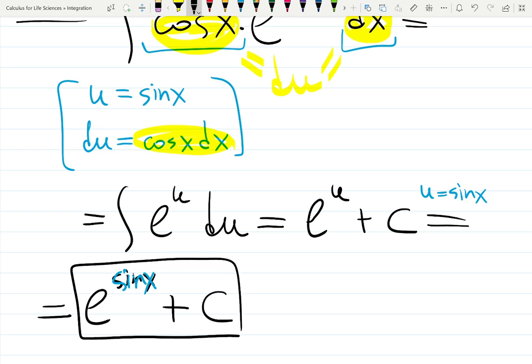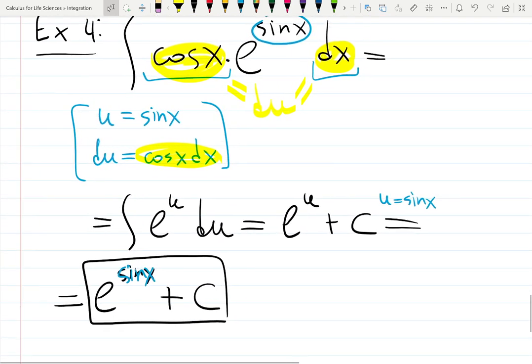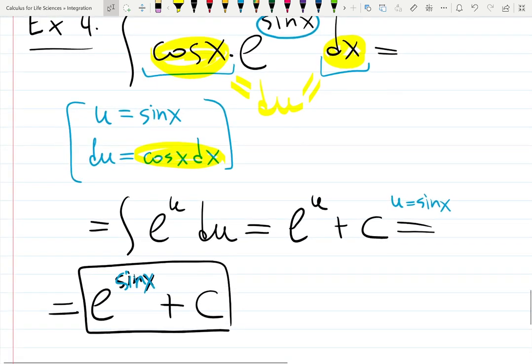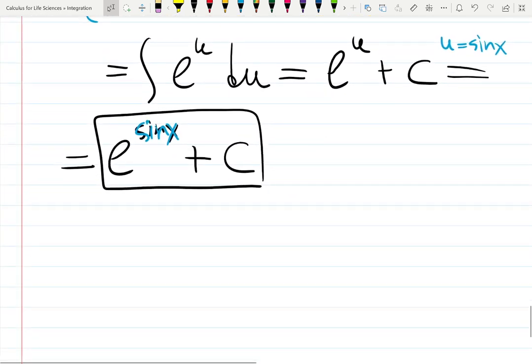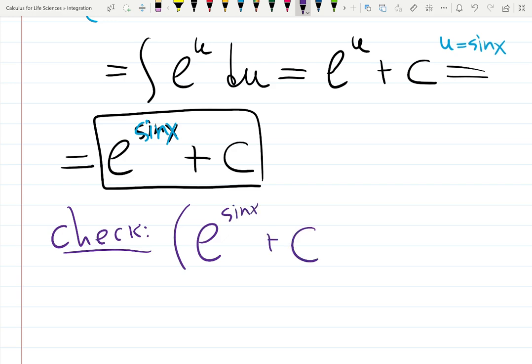Yes? Don't you need to divide e by the derivative of sine x as well? Let's check. That's a very good question. Where did the cosine go, right? Let me do the check and then I will explain it, because the check itself might click. Let's check if we lost cosine and if it got messed up. I will differentiate e to the sine x plus c.